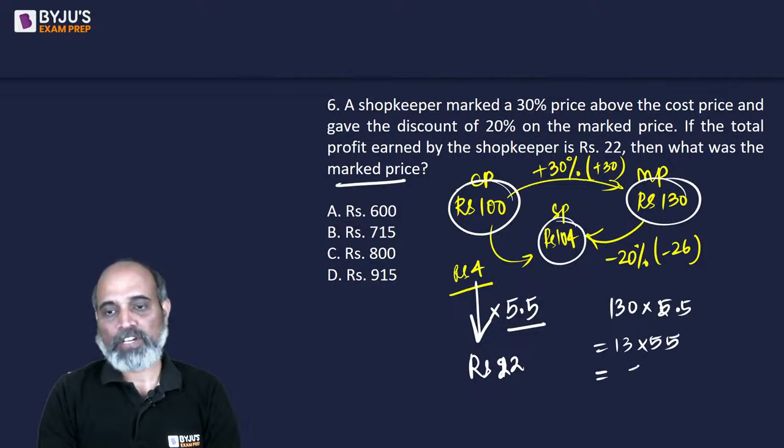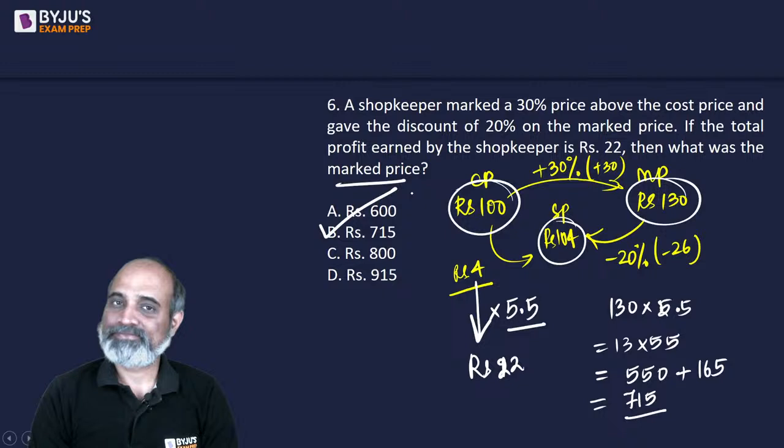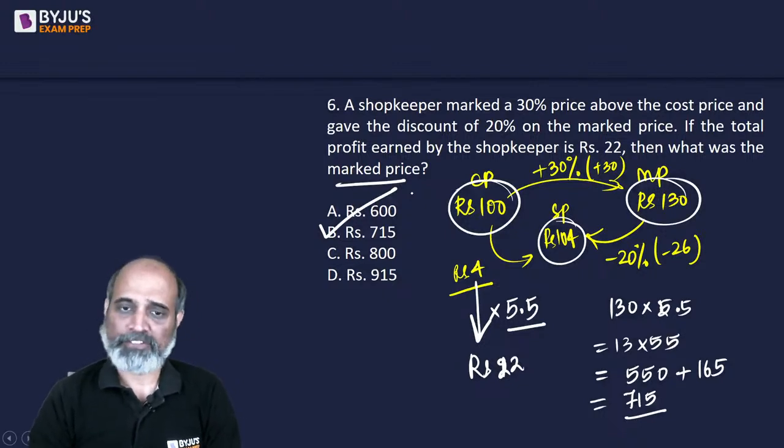10 into 55 is 550. 3 into 55 is 165. If we add these two, this is going to be 715. Option B. So 130 into 5.5 will result in 715.